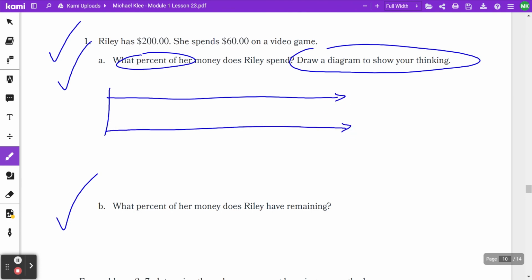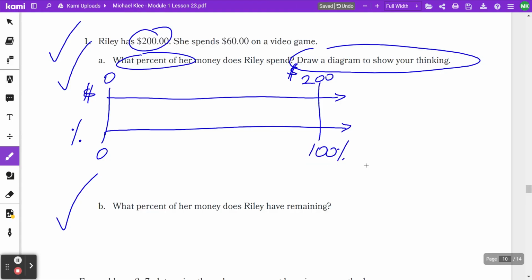This looks like fun. Okay, so we'll do cash, and we'll do percent down here. And if she doesn't have any money, well, she doesn't have any percent, right? And we're going to take that 200, since that's the whole. We're going to cruise on down here. I'm going to put that 200 bucks right there. Okay, that $200 represents 100% of what she actually has, because she has $200, which is 100% of her money. So the percent's on the bottom and the cash is up top.